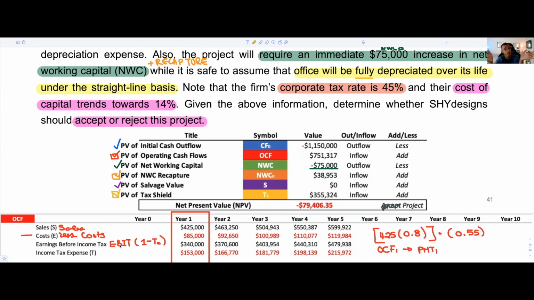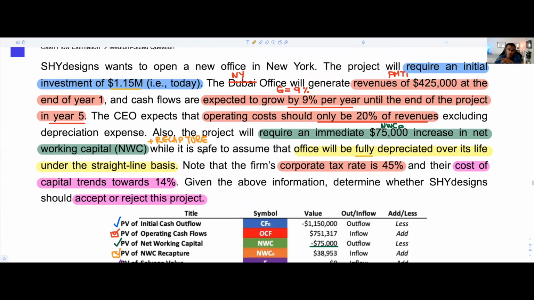Now you have all of your values. It's easy. You just add them up together, and in this case, you get minus 79,406.35. And because our NPV is smaller than 0, we have a reject decision. So you would go to the CEO and say, listen, chief, this ain't it. This is not the project. Maybe we should go somewhere else. And just like that, you know how to solve an actual exam-like question.